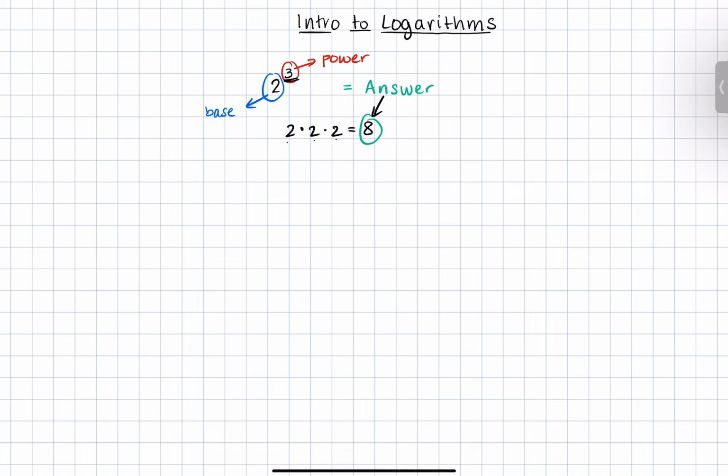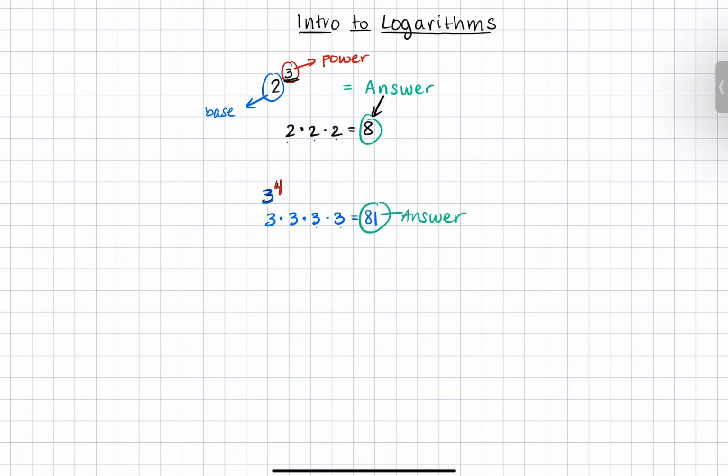So let's look at another example. So 3 to the power 4, our base is 3, right? And our power is 4. So we're going to write 3 4 times, 3 times 3 times 3 times 3. And if we multiply this out, we're going to get 3 times 3 is 9. 9 times 3 is 27, and 27 times 3 is 81. Again, this is our answer.